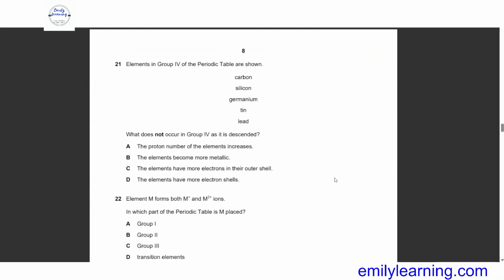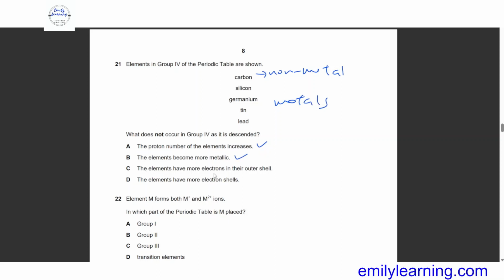Okay, moving on to question 21. The elements of group 4 of the periodic table are shown. So these are the elements in group 4. What does not occur in group 4 as it descends? The proton number increases. Definitely the number of protons increases as you go down the group. The elements become more metallic. That is true. Carbon is a non-metal. Lead, tin, germanium, they are metals. So they become more metallic, which is correct.